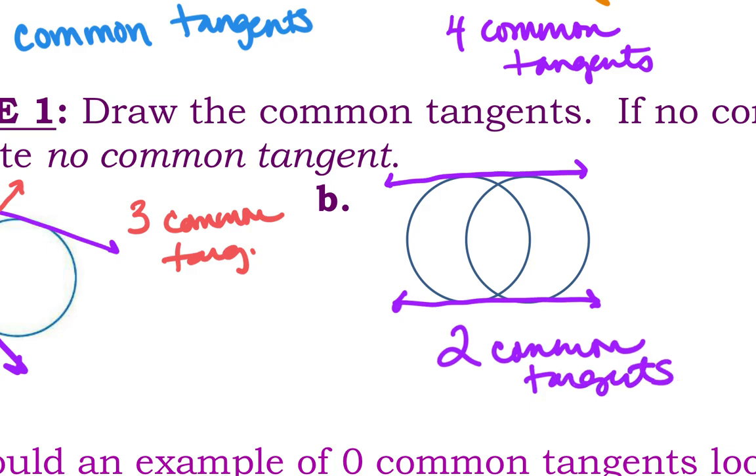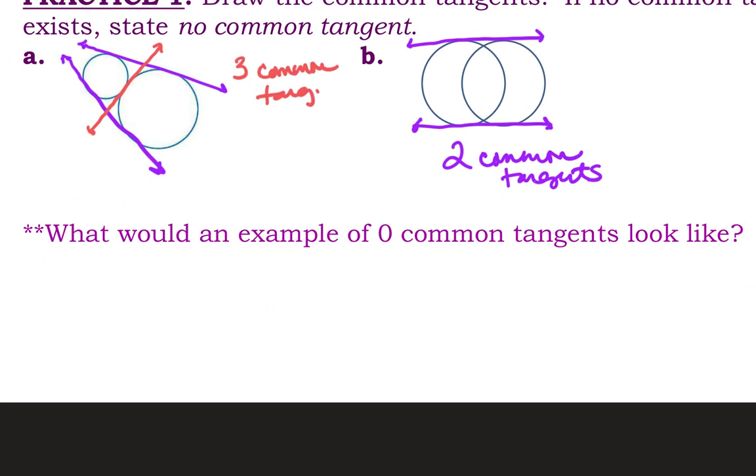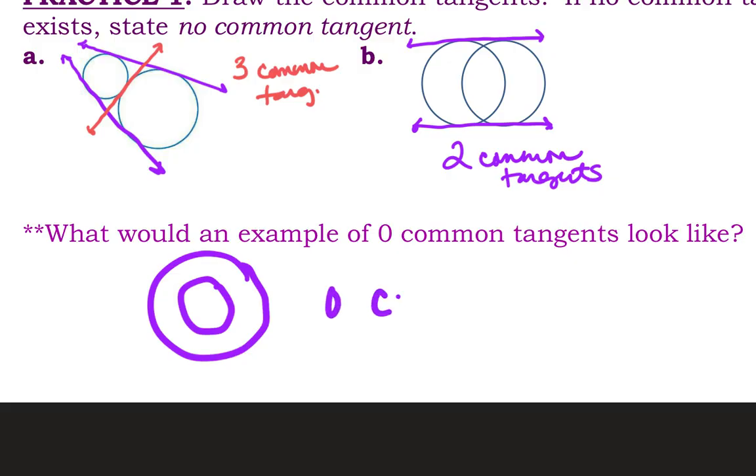So the question at the bottom says, what would it look like if I had 0 common tangents? Circle within a circle? So a circle within a circle, like a donut. Okay, that would be 0 common tangents.